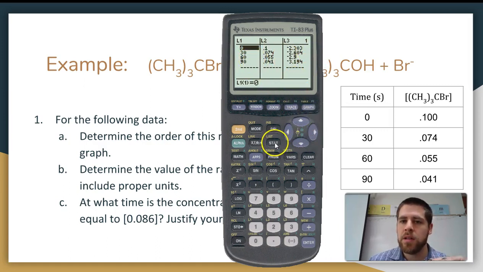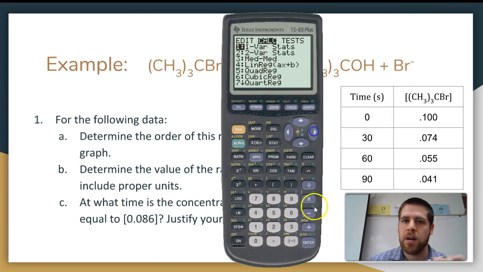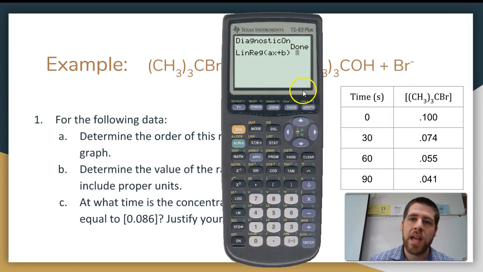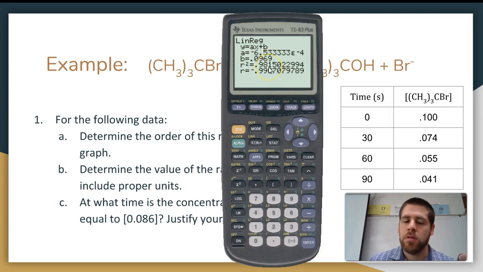Okay. Now let's go to stat calc. I'm going to click 4 for linear regression. Now on the 83, if you hit enter here, it defaults to L1 and L2. It ignores L3 and L4. Okay, and we have the R squared value. You're given the slope, the intercept, and the R squared value. Now this isn't as close to 1 as I'd like, so let's try. That was time versus concentration.